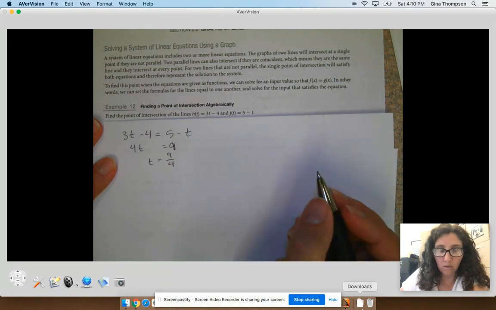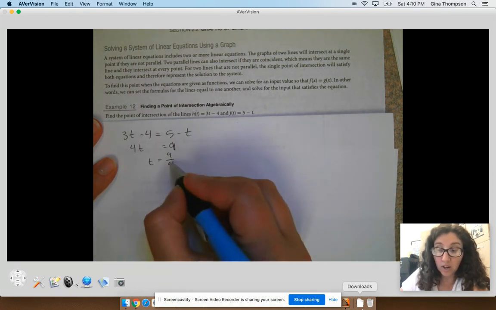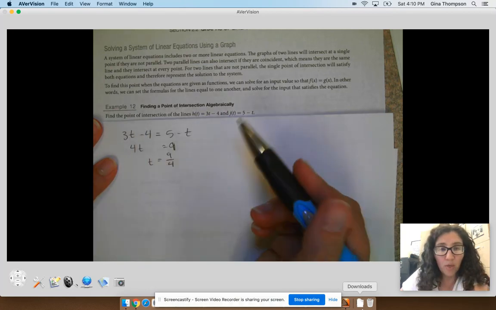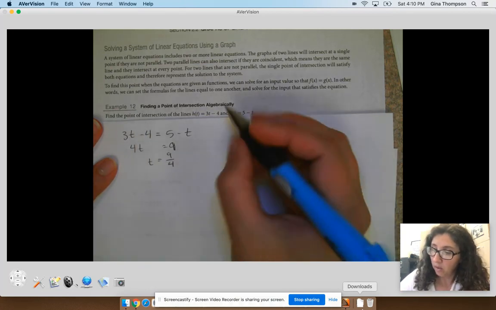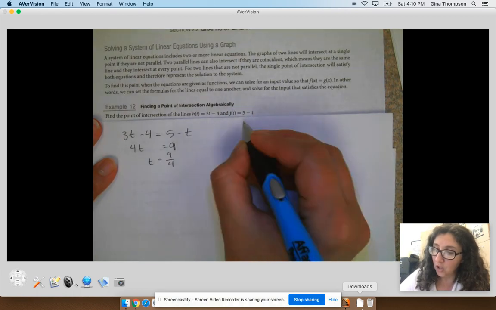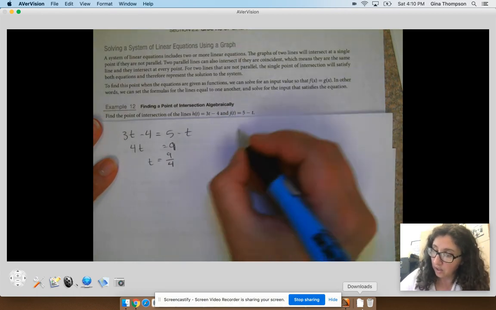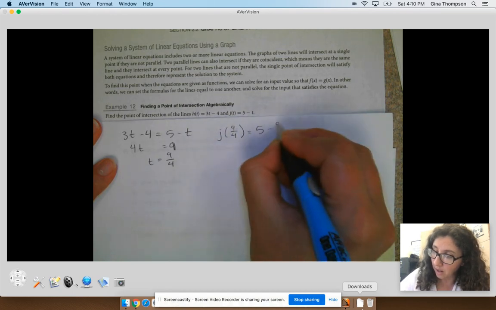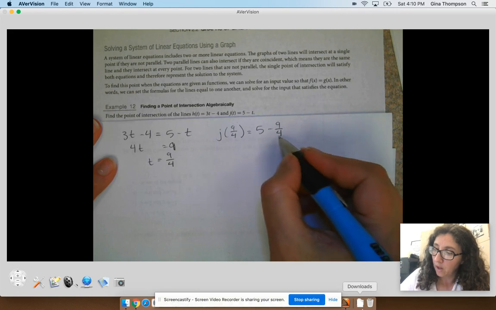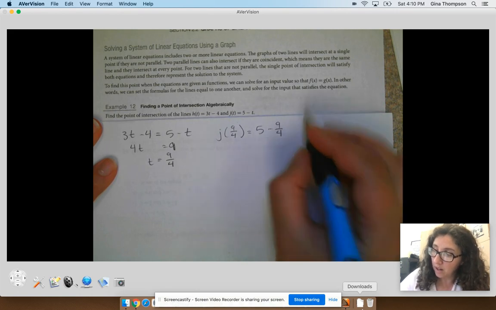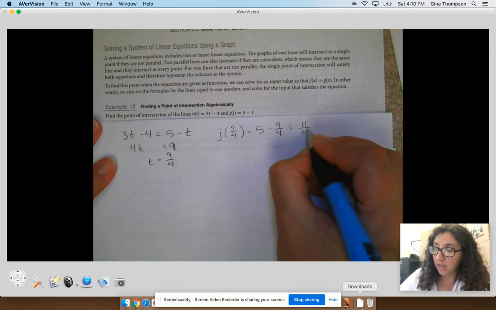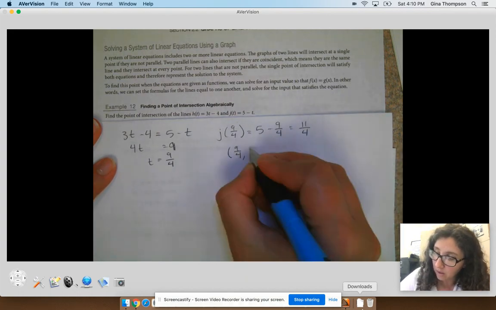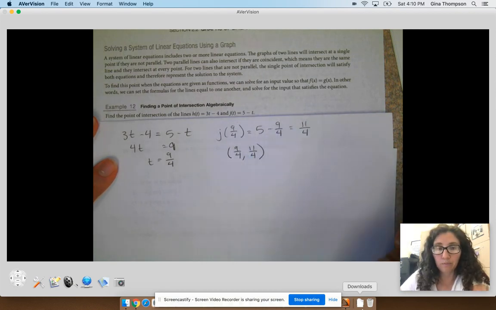What does that mean? That means when t equals 9/4, these are equal, but we want to find the point of intersection. How do we find the point of intersection? Well, we could plug this into either of these two equations. Let's plug it into this one because it looks easier. J of 9/4 is going to be 5 minus 9/4. That would be 20 minus 9, so that's going to be 11/4 is the y value. So the point where they intersect is 9/4, comma, 11/4.